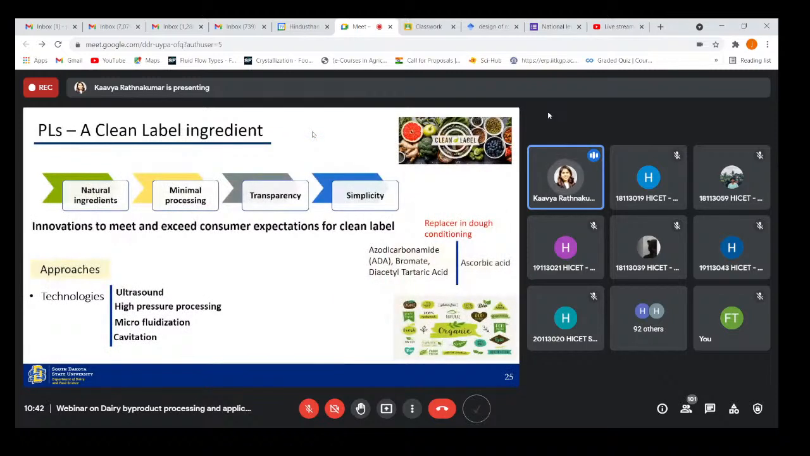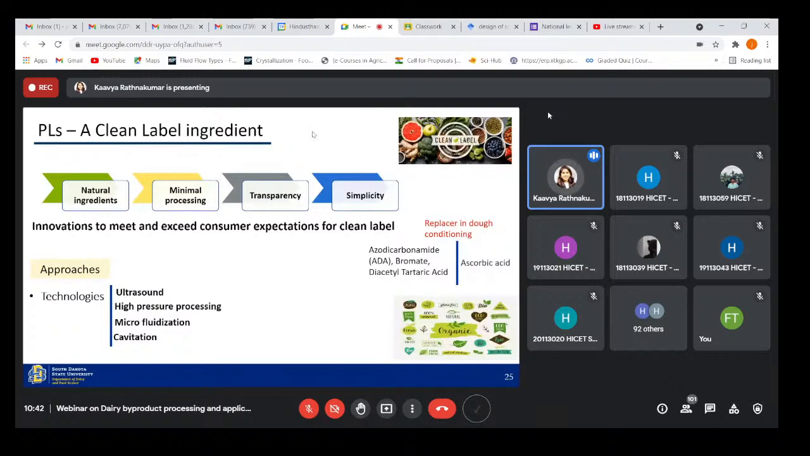So in recent times, the term clean label has come into existence. People are always looking for more organic, clean label ingredients, something which is naturally processed, minimally processed, and also very transparent. The clean label form is transparent, very simple, not very complex.